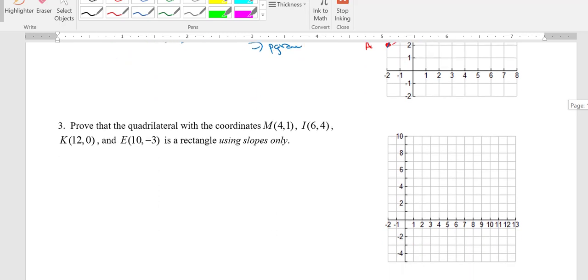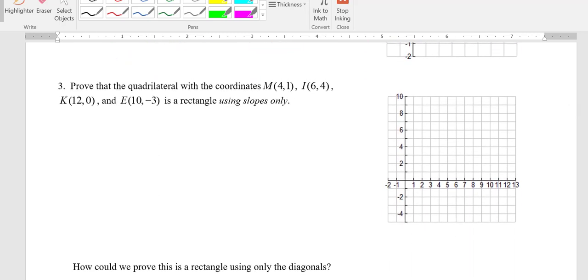Okay, let's try another one here. So prove that the quadrilateral with these coordinates, so let's go ahead and graph those. So M is 4, 1, I is 6, 4, K is 12, 0, okay, and 10, -3 is where E is. And you're checking to see if this is going to be a rectangle using slopes only.